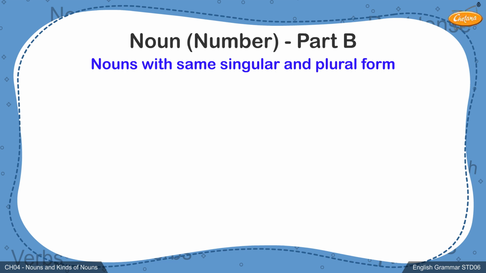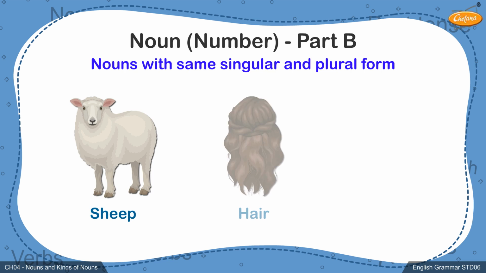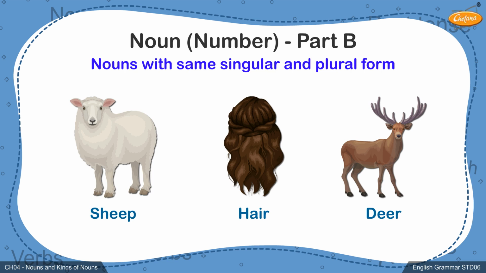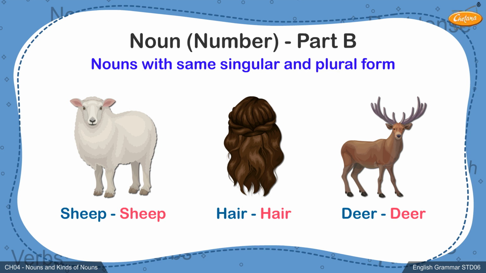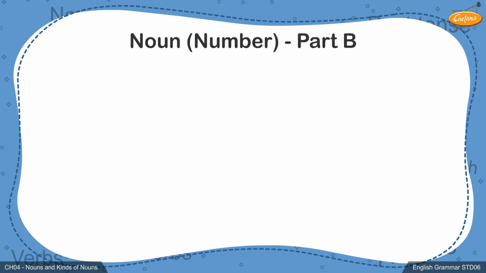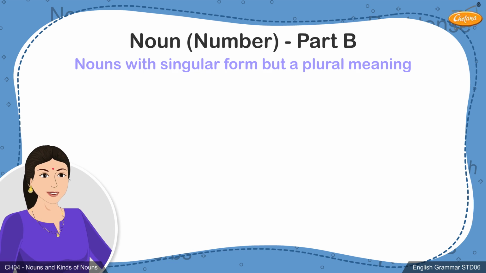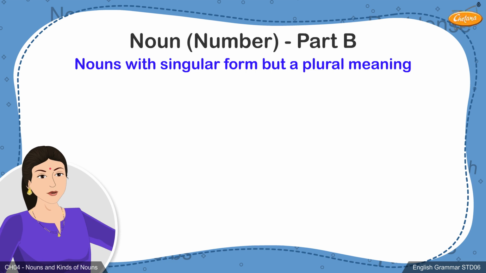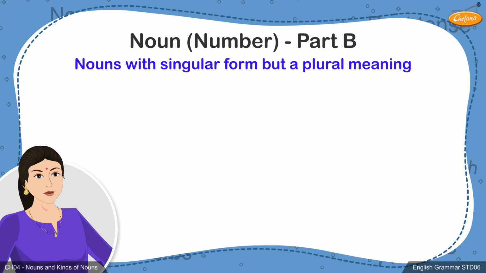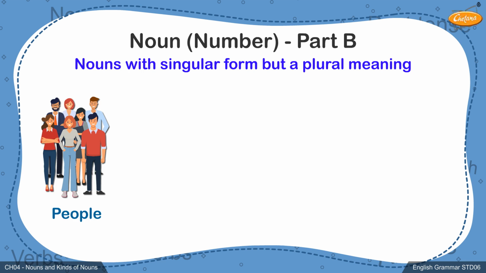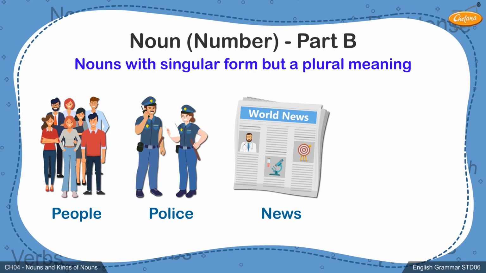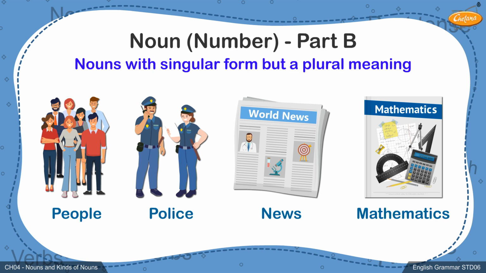We also know of nouns that have the same singular and plural forms like sheep, hare, deer, where we need not add any letters after the word to make a separate plural form. Lastly, we will be discussing some nouns that are singular in form but are plural in meaning and vice versa. Words like people, police, news, mathematics are singular in form, but they have a plural meaning.